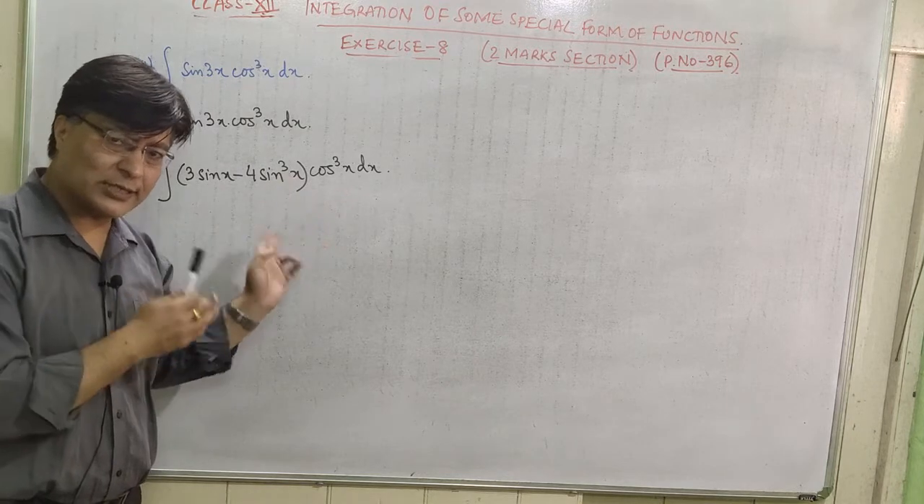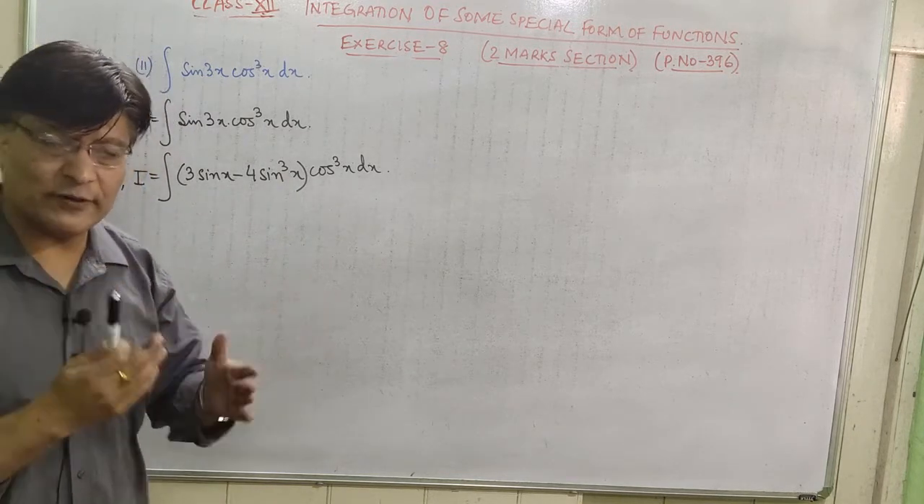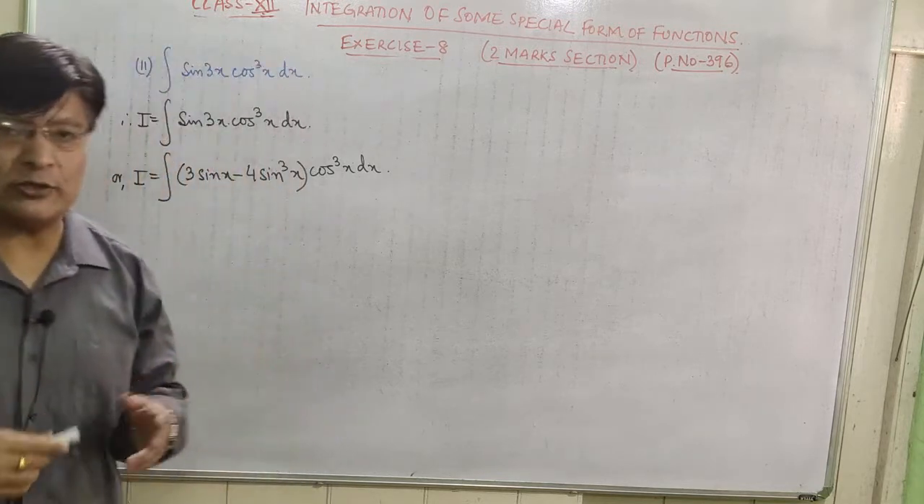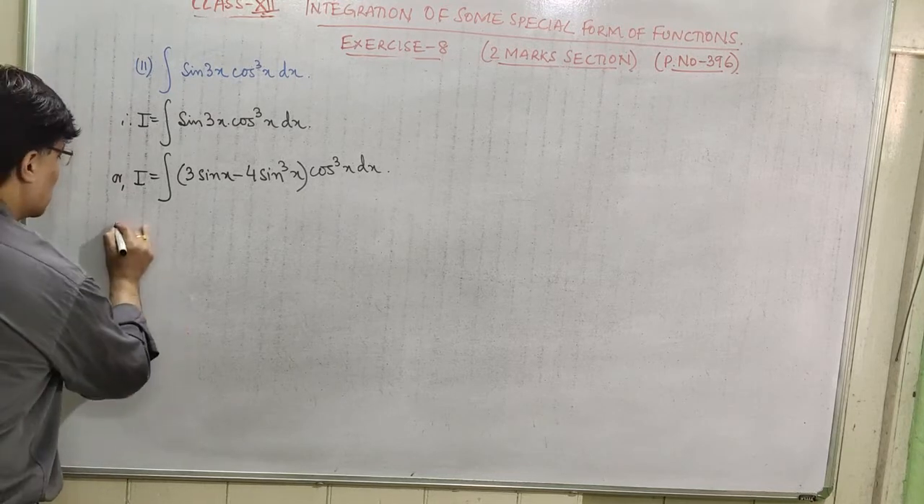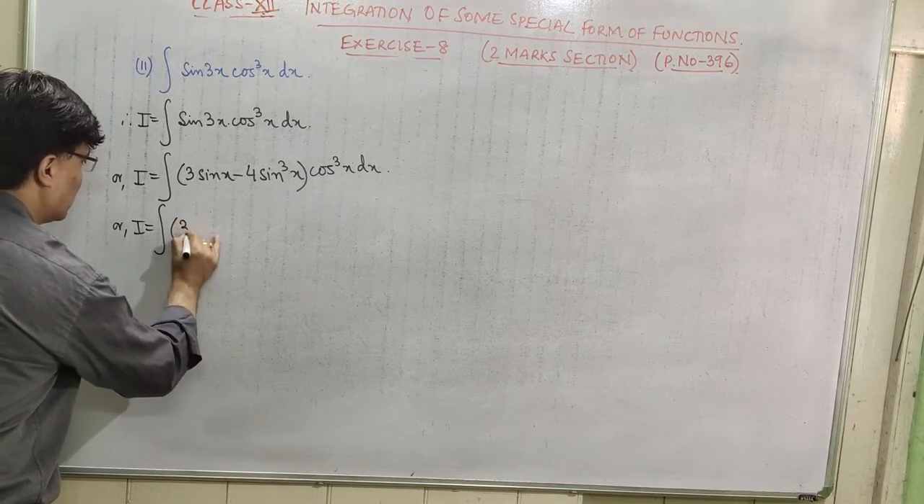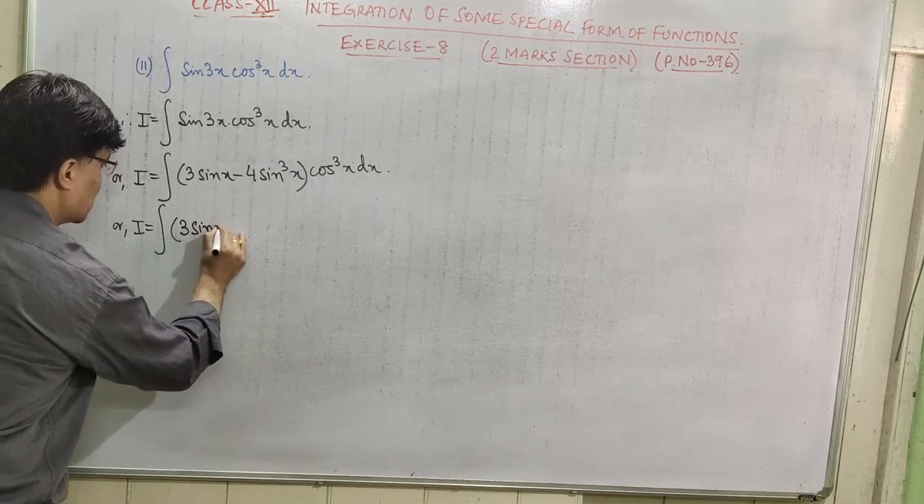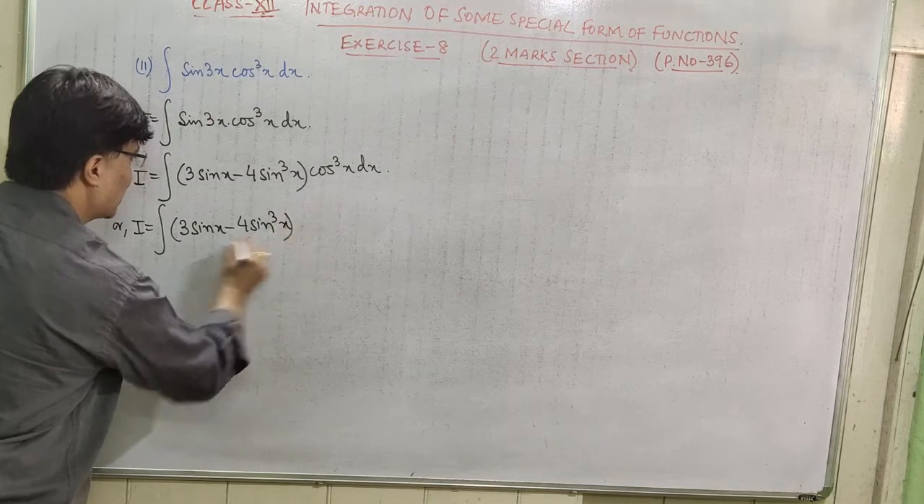And cos square x is equal to sine x. Then you can assume sine x as z, so that the differentiation of sine x is cos x. We can do the method of substitution. Is that clear? So let us separate cos cube x. I is equal to integration of, within bracket, 3 sine x minus 4 sine cube x, bracket closed.